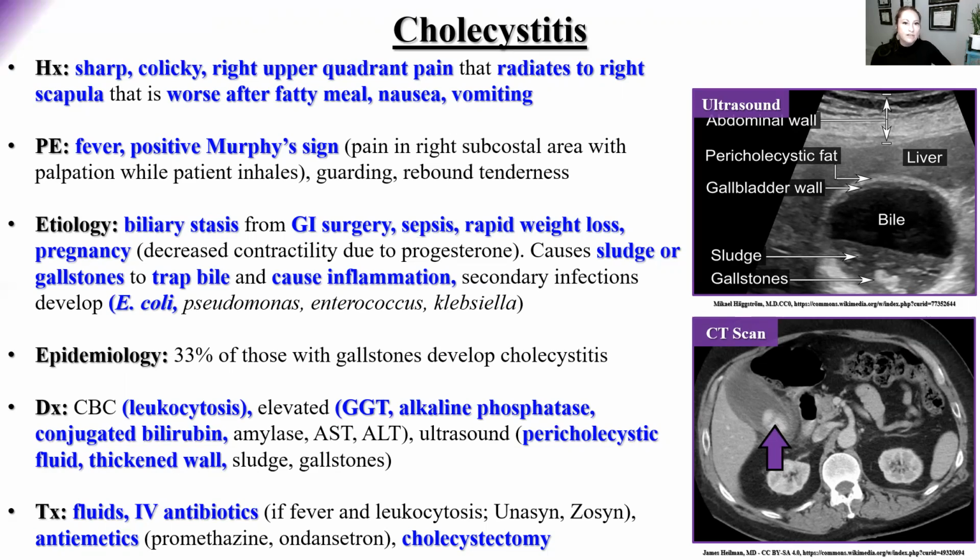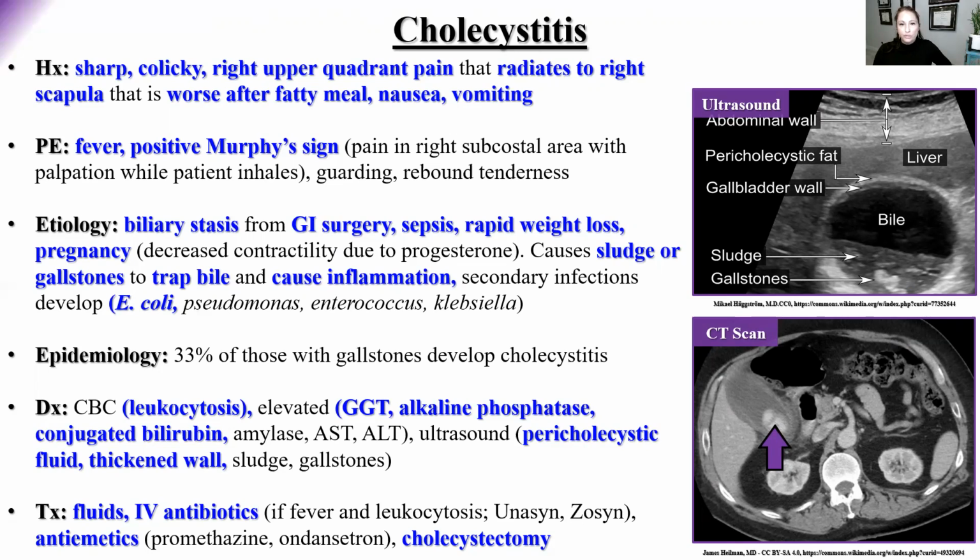CBC, because it's infectious, you will see a leukocytosis. You will also have an elevated GGT, alk-phos, conjugated bilirubin because we can't get rid of it. You may see an amylase, AST, and ALT if you have backup. Ultrasound, definitive. You'll see pericholecystic fluid. So look at this top picture here. You see this fluid surrounding the gallbladder. You see a thickened wall because of that inflammatory process. You can nicely see in the picture here the sludge and the gallstones.